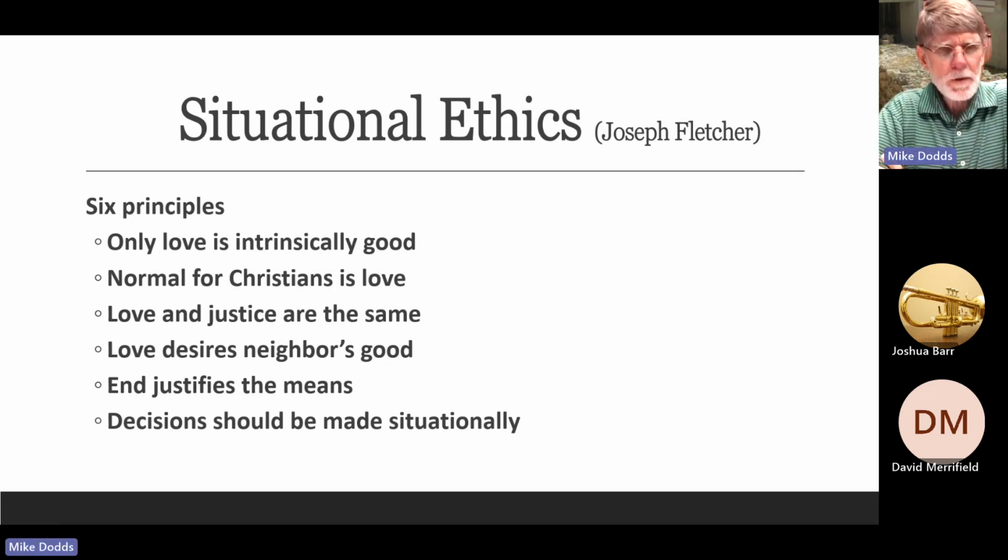There are 6 principles. Only love is intrinsically good, and it's normal for Christians to love, or moral people to love, if we can back out of that word Christian there. Because there are people that say, I'm a good Christian, but they don't follow the Bible at all, but yet love is the highest good for them. Love and justice are the same. Love desires neighbor's good. The end justifies the means. Utilitarianism sounds like coming in there. Decisions should be made situationally.